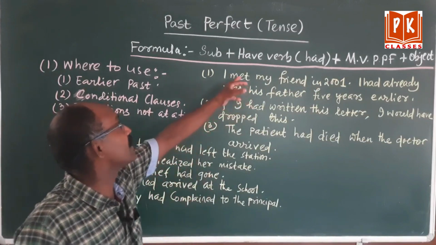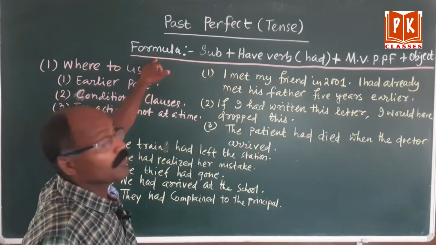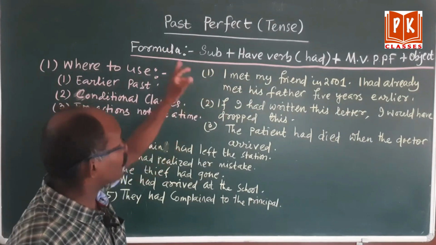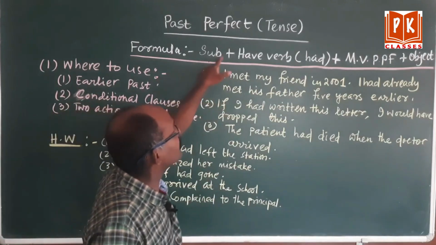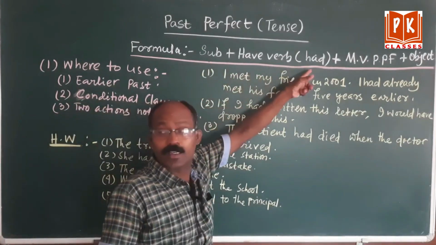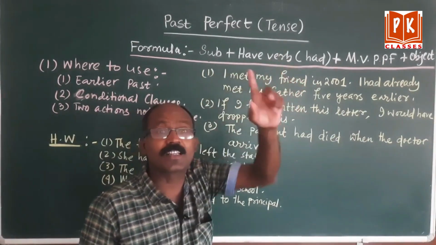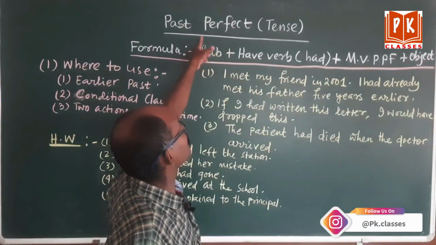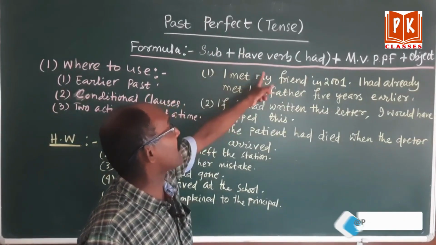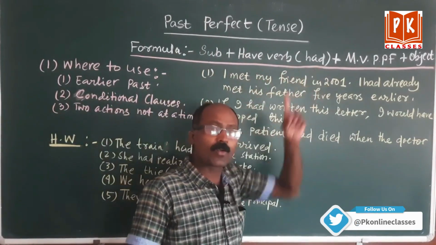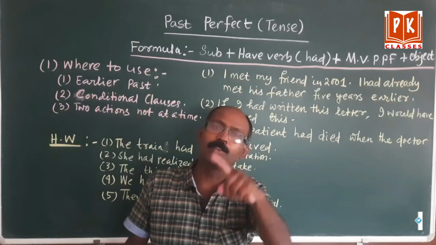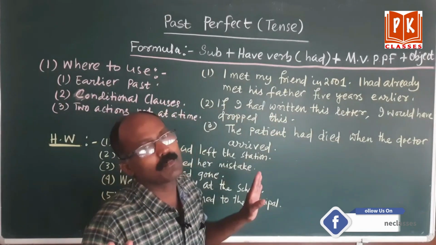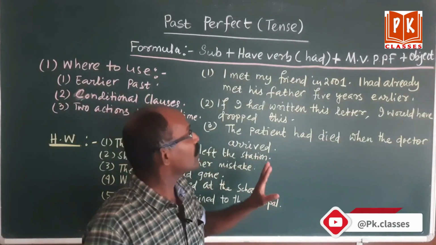You will see here. What was the formula of present perfect? The formula of present perfect was subject plus have verb, but there the have verb of present tense was has or have. As we are going to discuss the past perfect, the past perfect have verb is had, only had. It will be used in singular number and in plural number. Only one is there, no need to worry.